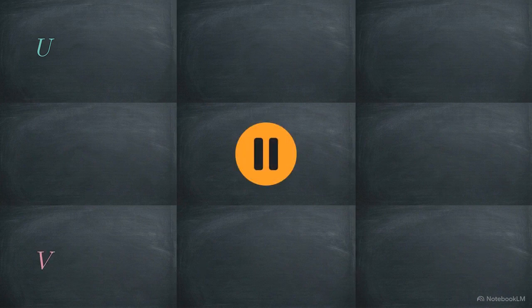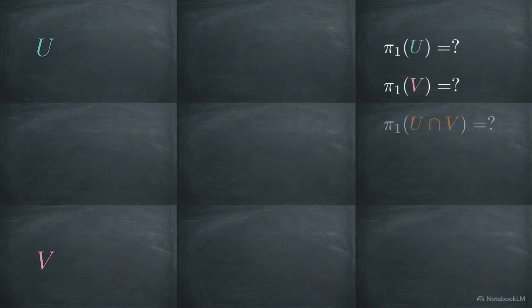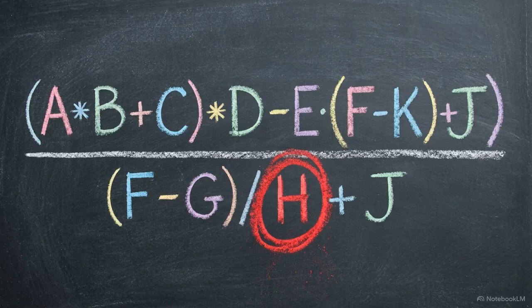Now we scale up to the two-sphere. Let U be the northern hemisphere extending slightly south, and V be the southern hemisphere extending slightly north. Pause here. Determine the fundamental groups of U, V, and their intersection. Then calculate the fundamental group of the entire sphere. Defining the overlapping region correctly is the point of failure for most calculations. If the overlap is misidentified, the algebraic quotient will be wrong.